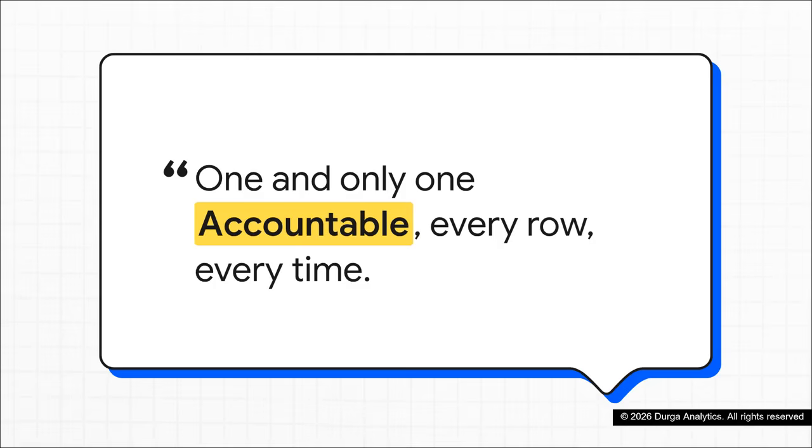Now, if you scan a row and there are 2 A's, that's almost worse because everyone just assumes the other person is handling it. So write this down. The one accountable rule states there is one and only one accountable role per row, every single time. Trust me, it's a total lifesaver.